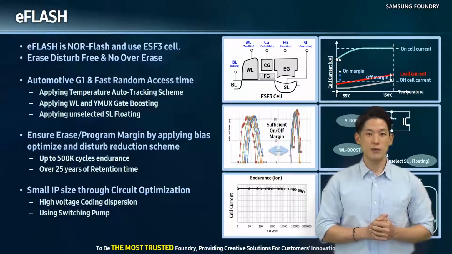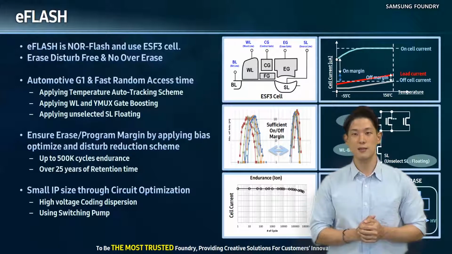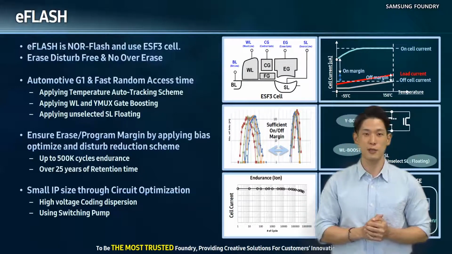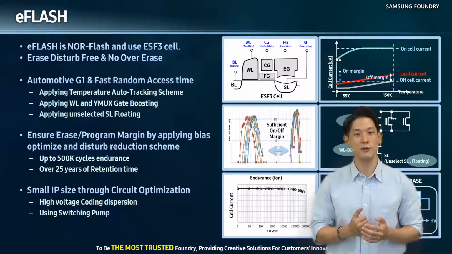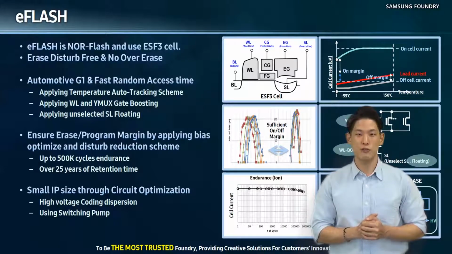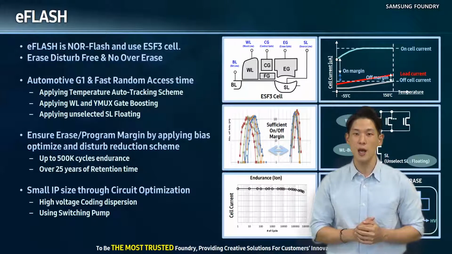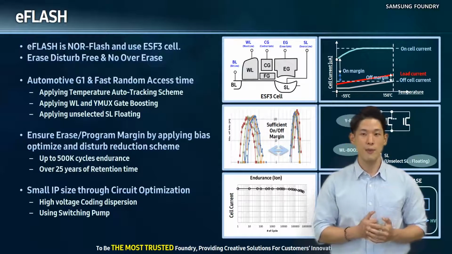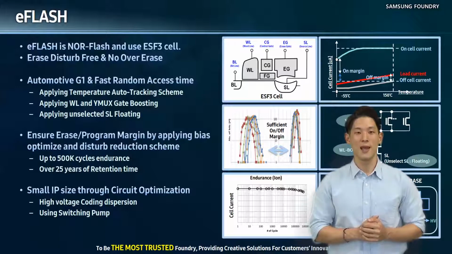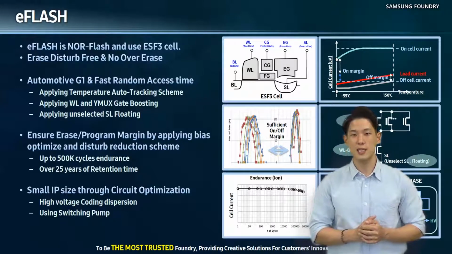E-flash is also designed to have sufficient margin. On and off condition of the cell is stable since various voltage combinations are used for program and erase operations. In addition to its marginal strength and stableness, we were able to reduce the size of flash IP with BIOS coding separation and pump switching scheme. As a result, despite this small size, we provide flash that satisfies 500K cycle endurance and 25 years of retention.